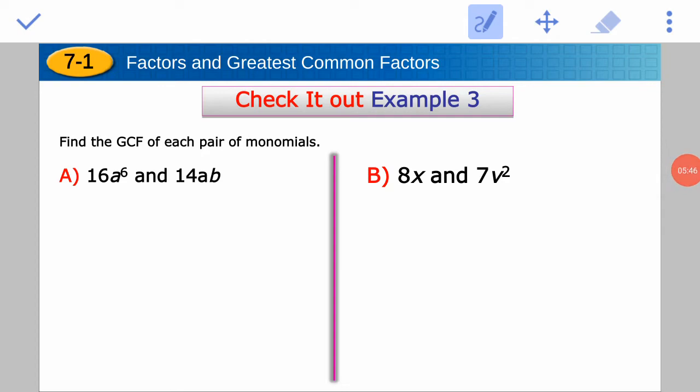Now guys, you may pause the video and check your understanding. Take your time.